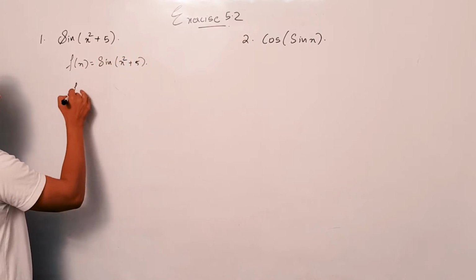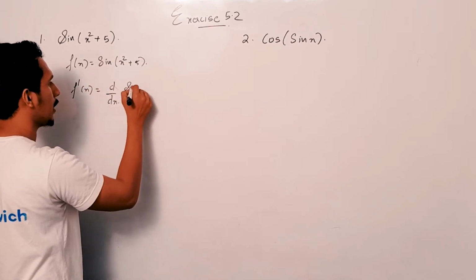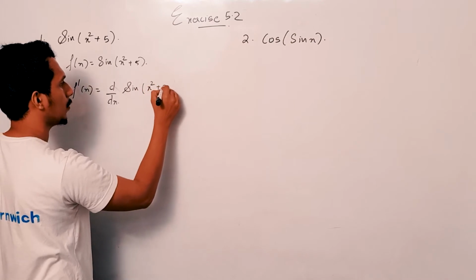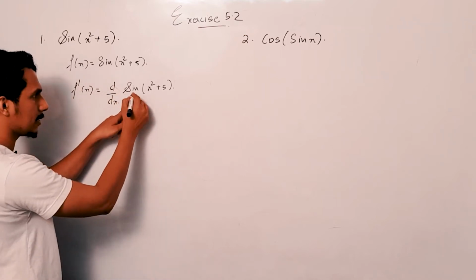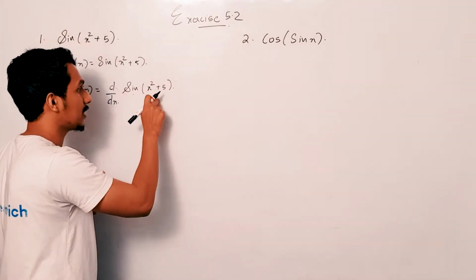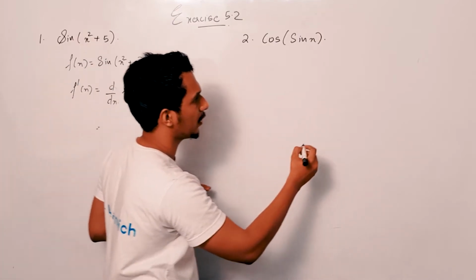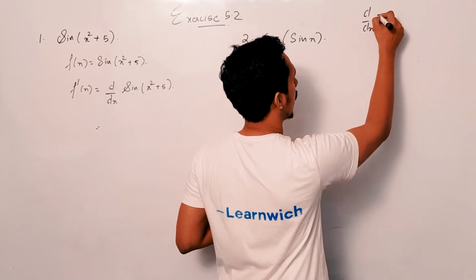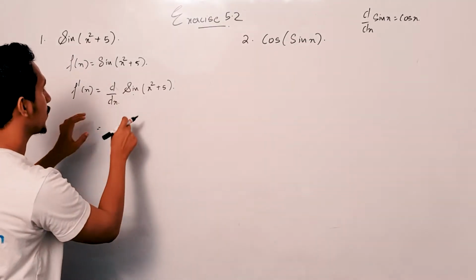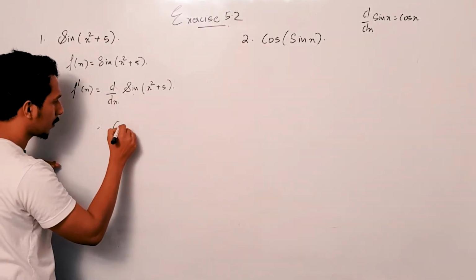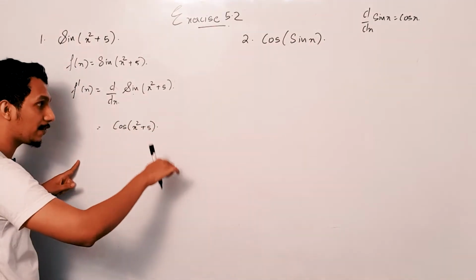So d by dx of f of x, that is f dash of x, will be d by dx of sine of x square plus 5. Okay, so what are the things? You see that there is first function, that is sine x. Then within that function there is another function x square plus 5. So what is d by dx of sine x? d by dx of sine x we already know. d by dx of sine x is cos x, right? So d by dx of sine of x square plus 5 will be cos of x square plus 5. But is it finished? No, you have to set up the chain.